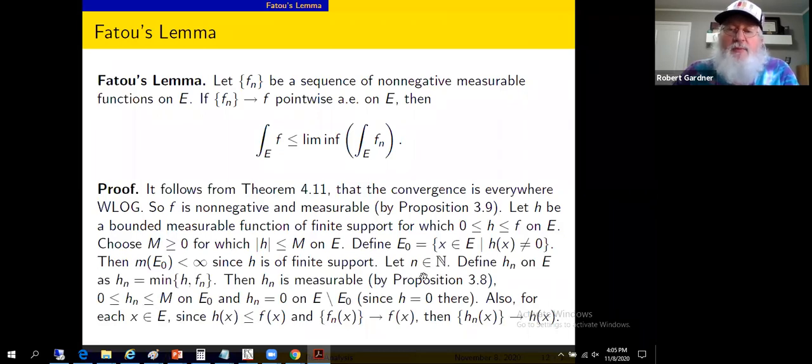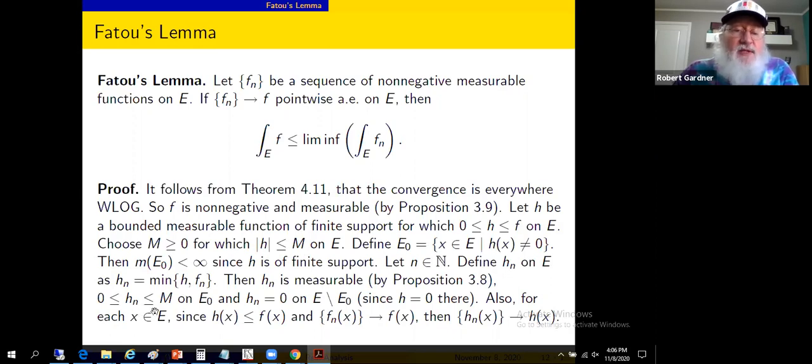Let n be a natural number. We're going to establish something in the short run for all n, and then we'll take some limits later. Define h sub n on set E as the minimum of h and f sub n. Okay, a minimum of two measurable functions is measurable, proposition 3.8. So h sub n so defined is a measurable function. Also, h sub n is less than or equal to h, because we chose it to be the minimum of these two. It's also less than or equal to f sub n, but it's less than or equal to h, and we know h is less than or equal to M.